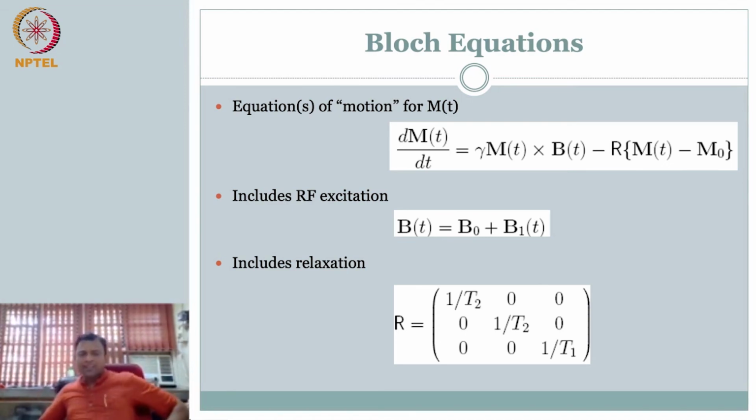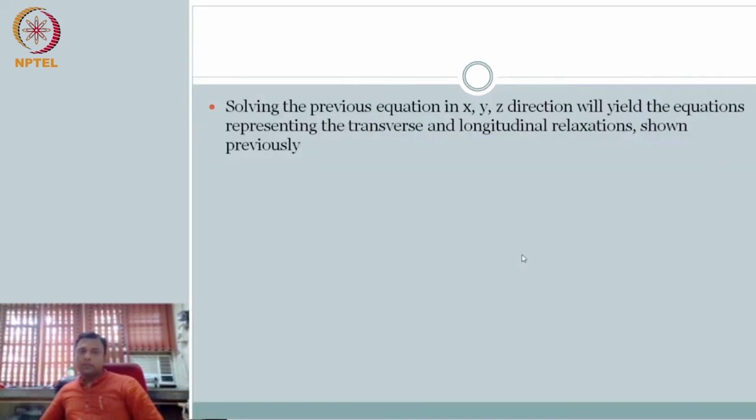Okay. There are a couple of examples in the textbook where he expands the vectors into components and shows for pi by 2 what the Mxy is. So please have a look at that. Solving the previous equations in all three different directions gives you the equations that we saw already. So just have a look at the textbook on this as well.